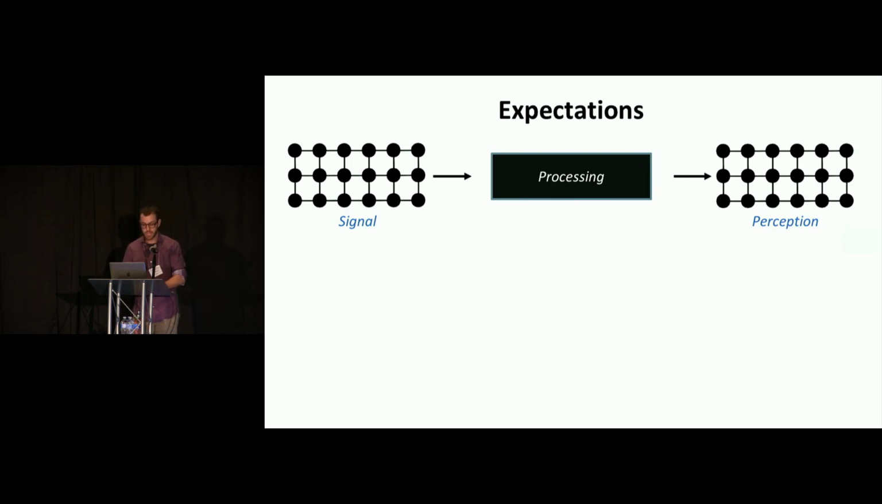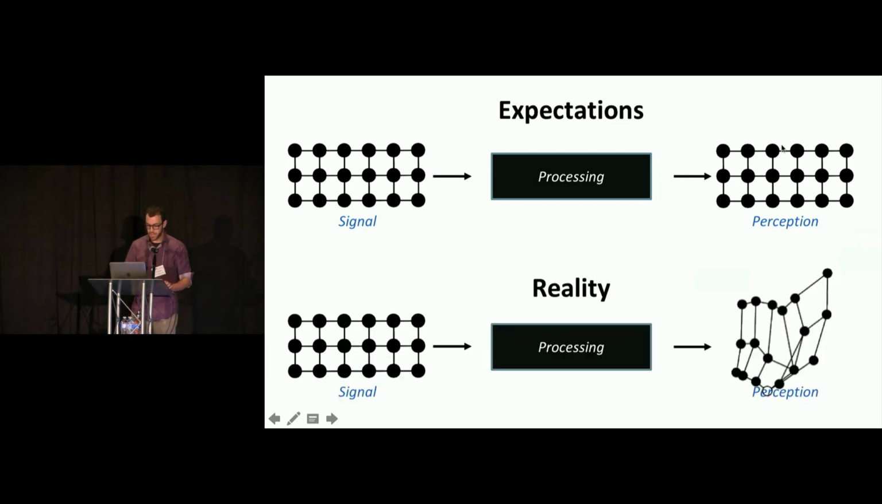For example, if we take this grid of signals, so if you imagine each one of these black dots as being a signal, we might expect kind of a one-to-one correspondence with our perceptual space. But in reality, our perceptions are these very warped versions of signals that exist in the real world.